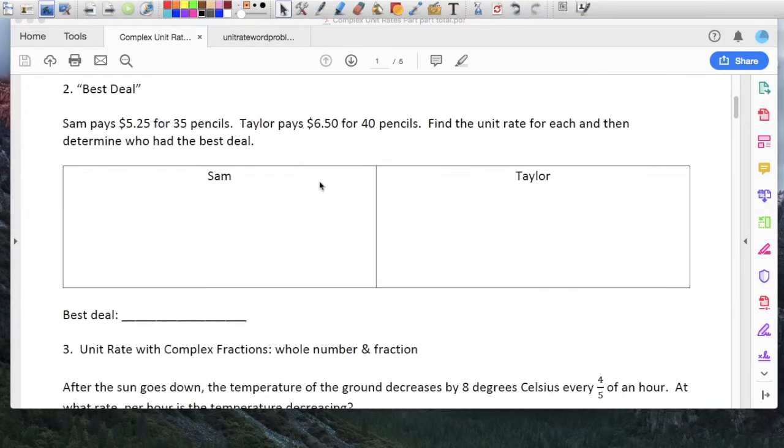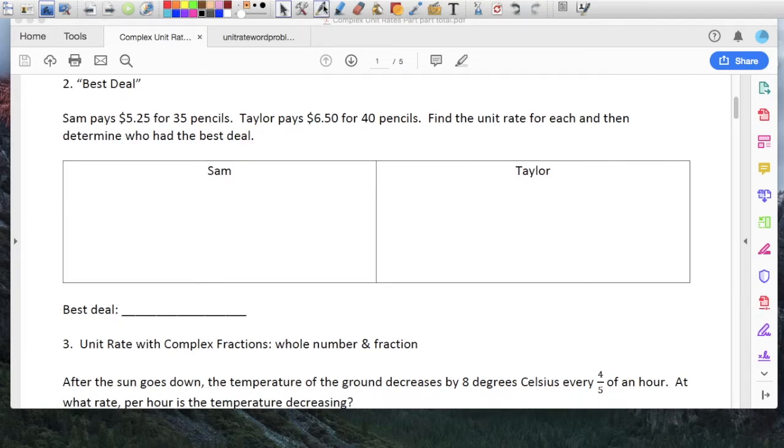Question 2. Now this is a best deal type of question. So we have 2 situations. On this side, Sam paid $5.25 for 3 pencils. And Taylor paid $6.50 for 40 pencils. 35 pencils, by the way, here. And we want to compare.